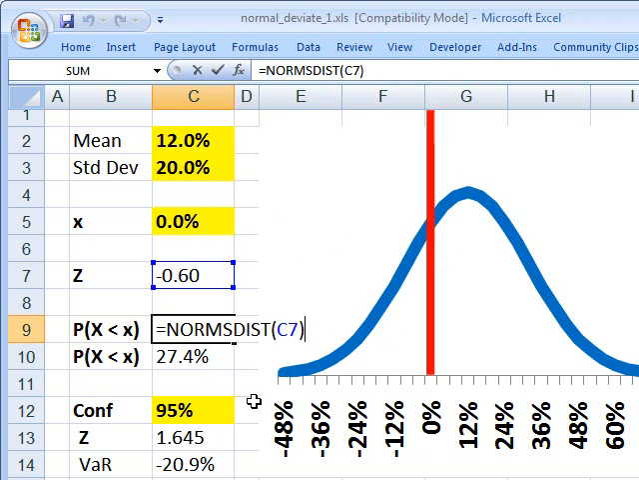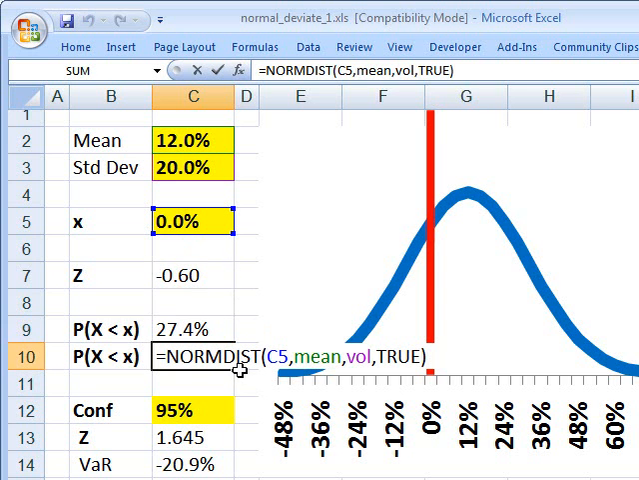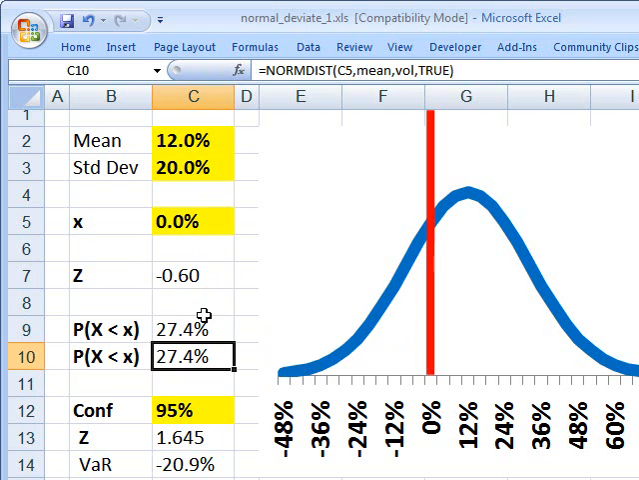The only difference being here we use NORM.S.DIST with an S, meaning that we're going to give this function a transformed into a standard normal variable. And here we just use NORM.DIST without the S, meaning we're not transforming it into a standard normal variable.